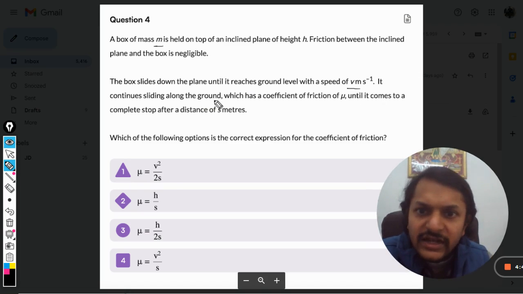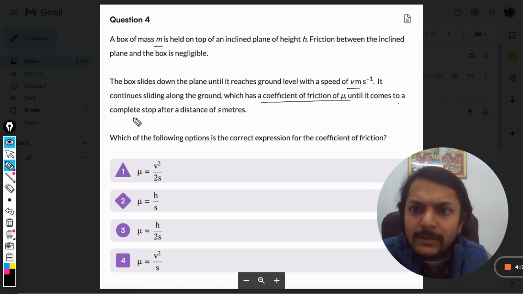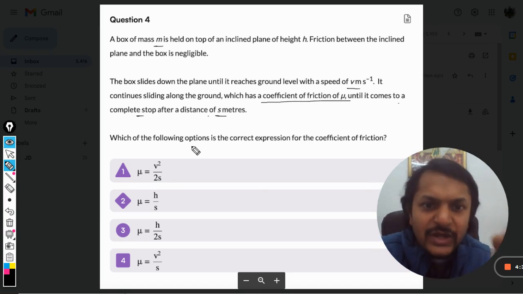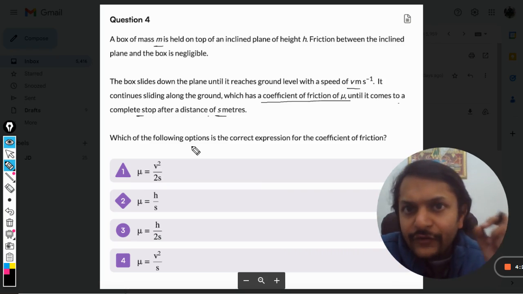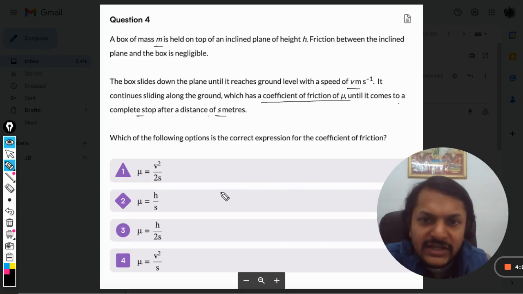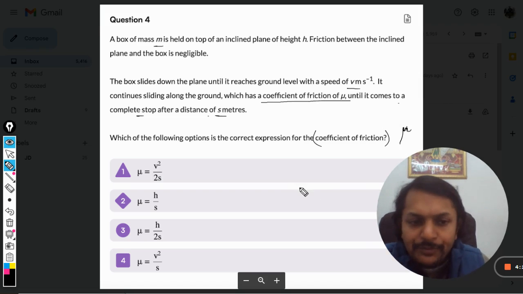It continues sliding along the ground, which has a coefficient of friction mu, until it comes to a complete stop after a distance of s meter. Which of the following options is the correct expression for the coefficient of friction? Okay, so we need to find the correct expression for the coefficient of friction, and we know that the coefficient of friction is mu, so we need to find this mu now.